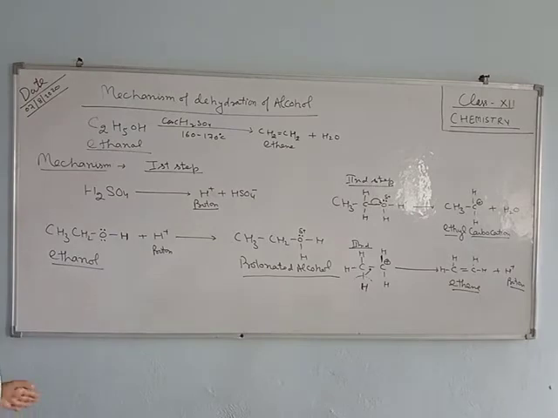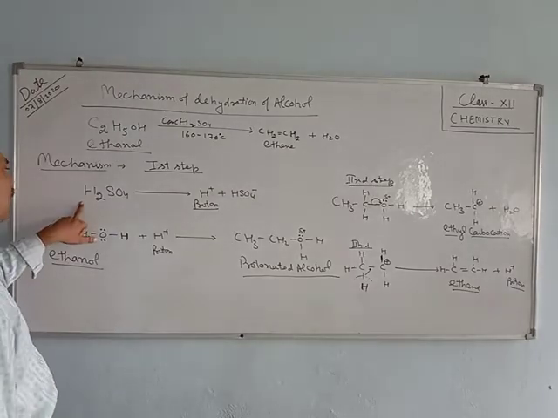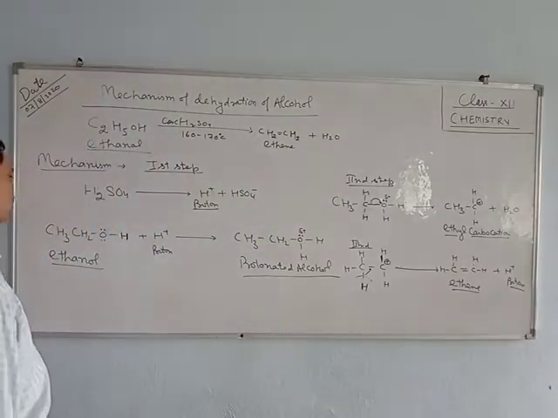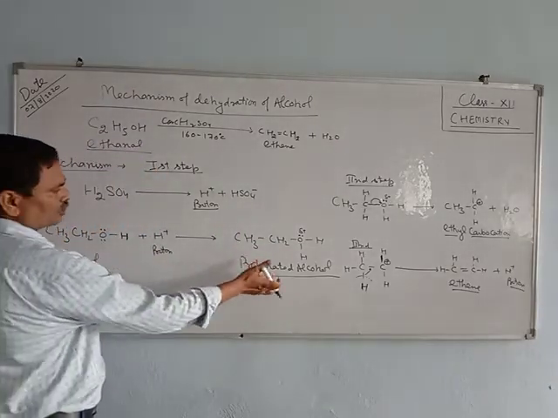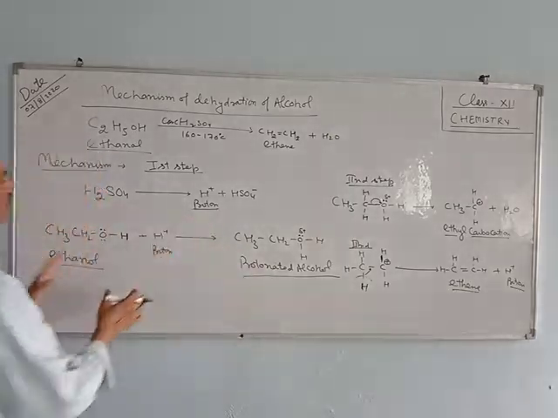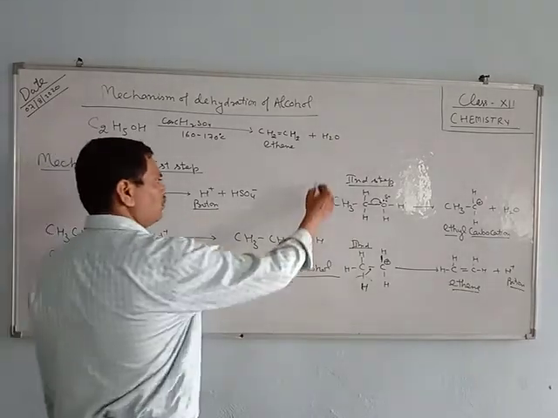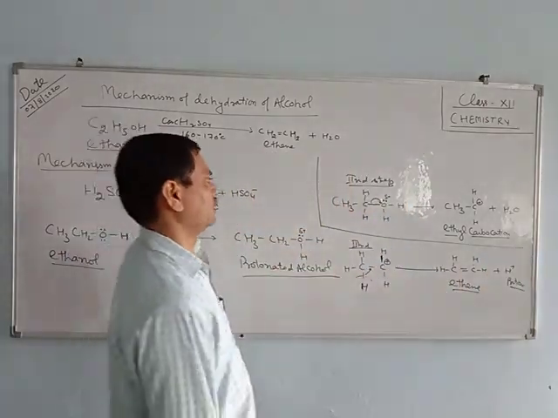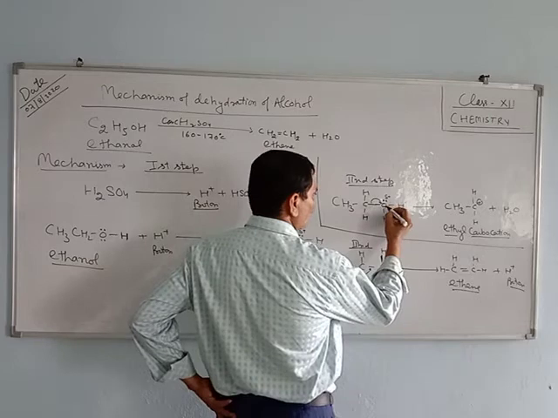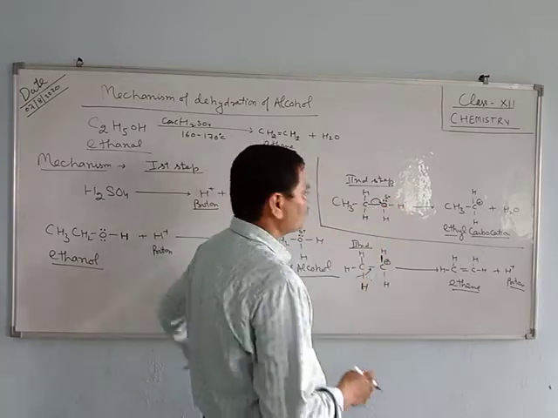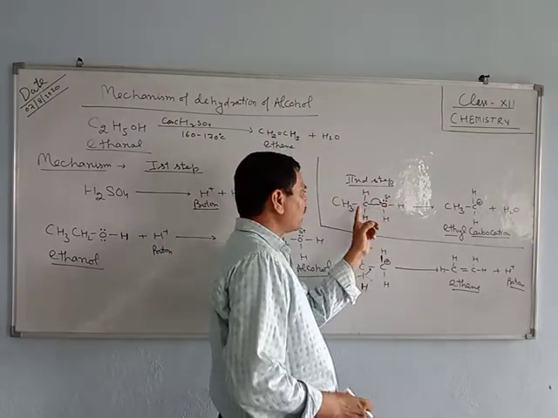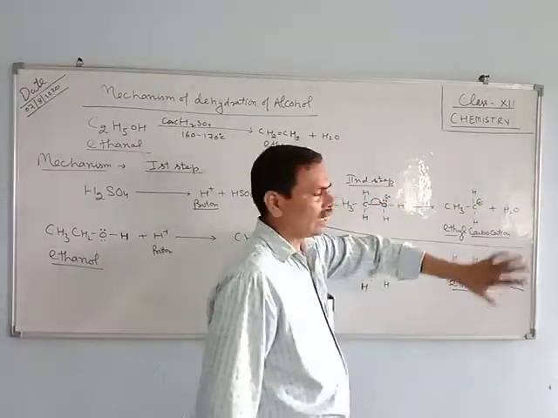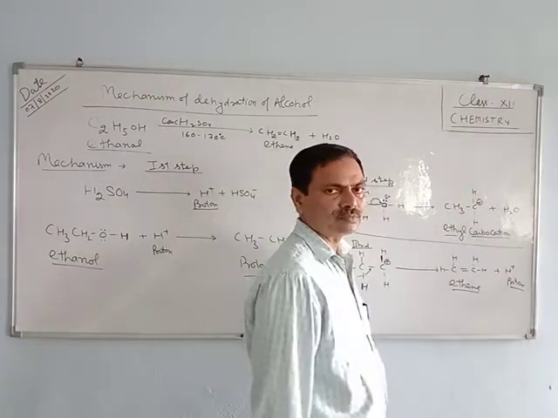Repeating again, in the first step, ionization of the sulfuric acid takes place to give a proton and hydrogen sulfate ion, and on the attack of the ethanol on the proton we get protonated alcohol. This happens in the first step. In the second step, the water molecule is eliminated. Since oxygen is more electronegative than carbon, it will attract the shared electrons towards itself to liberate the water molecule, and we get ethyl carbocation.